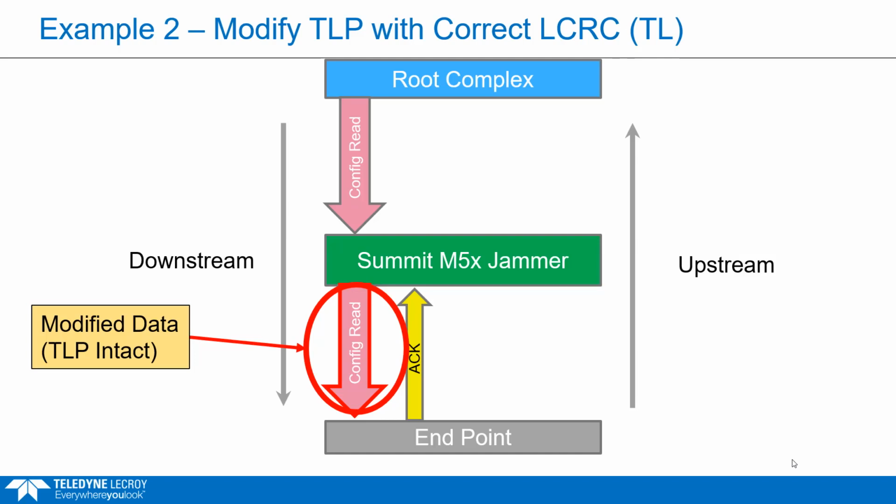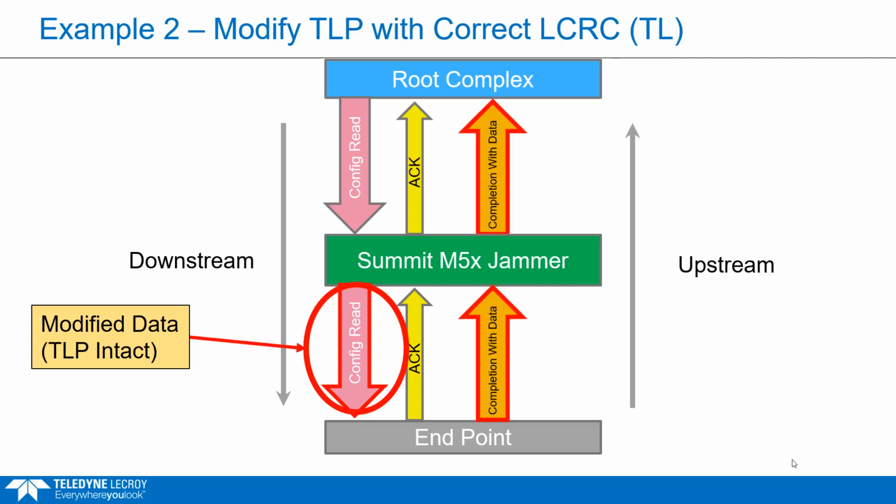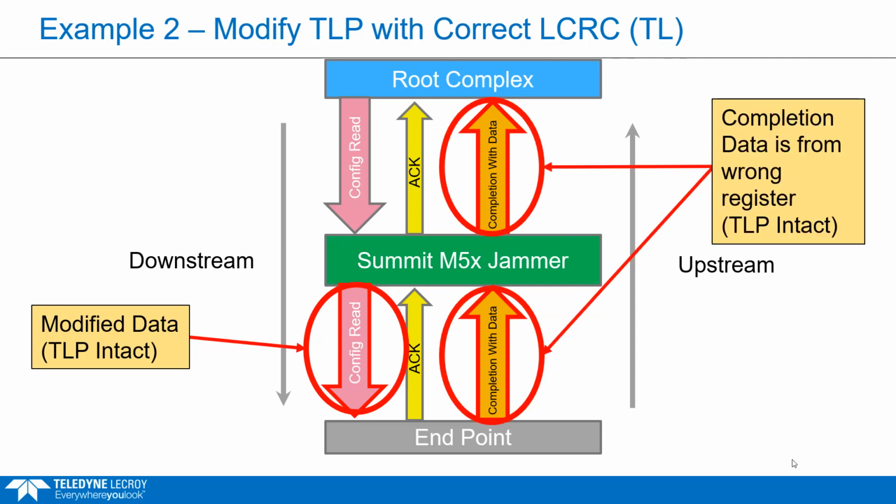That TLP, as far as the data link layer is concerned, is intact, so it will be acknowledged, and then the completion will come back. The completion will be a proper completion. The integrity is good. However, the data that's inside is going to be incorrect. So we're going to create a case where we actually ask for wrong data. That will be acknowledged and the transaction will be complete. Now we can see that in the live system.